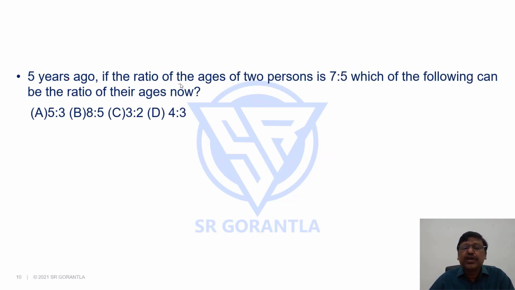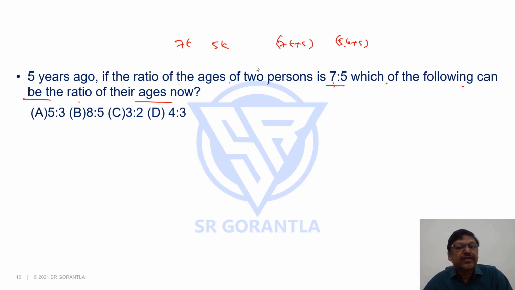5 years ago, if the ratio of ages of 2 persons is 7 is to 5, which of the following can be the possibility is asking, can be the ratio of their ages now? Now, 5 years back, if the ratio is 7 is to 5, let their ages be 7k and 5k. So, today means you will be adding the same number, 7k plus 5 and 5k plus 5. Right? So, now what can this ratio be?